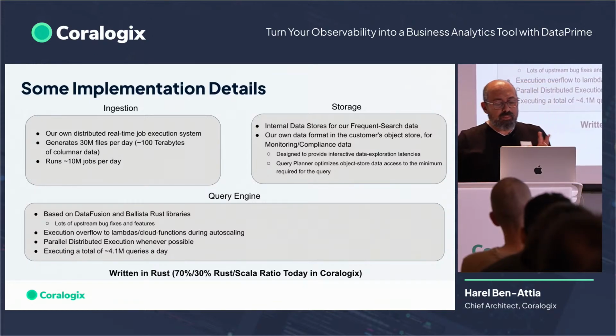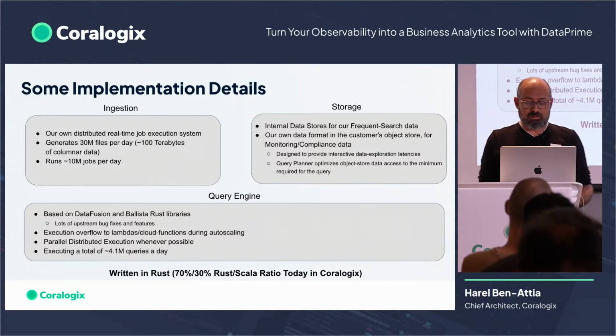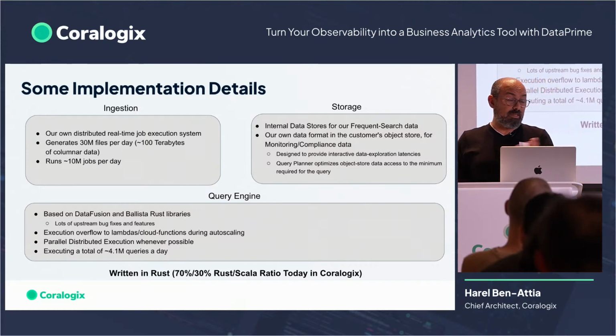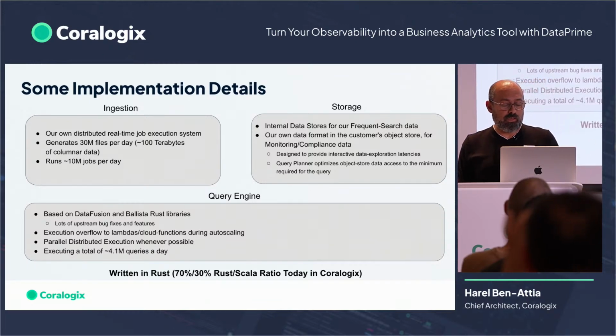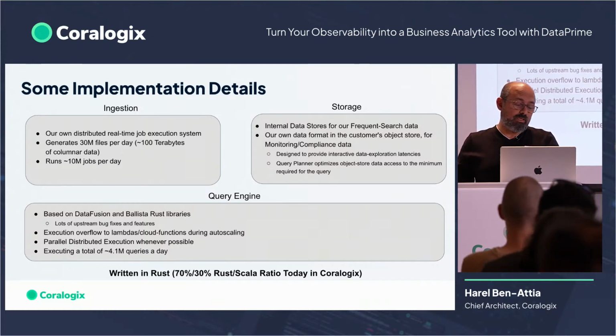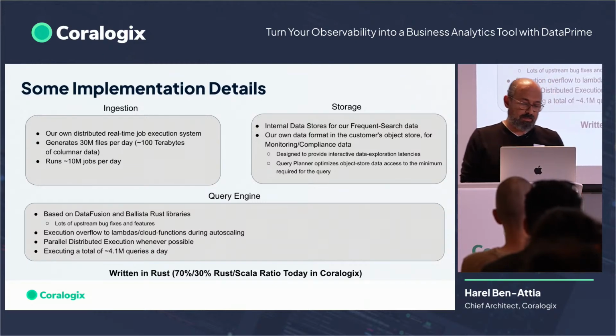Everything, one last thing, everything is written in Rust. We are 70-30% Rust versus Scala today in CoreLogic. This is something that has changed. We started about 3 years ago, we were mostly a Scala and ZIO shop, and today we have gradually moved, and this is growing to become more and more Rust based, especially in the data pipeline areas and the high performance ones.